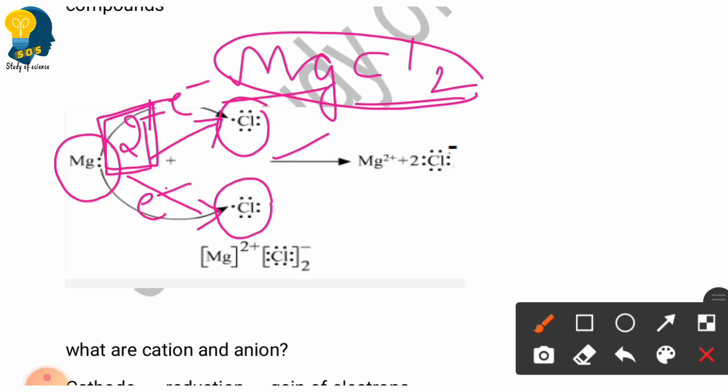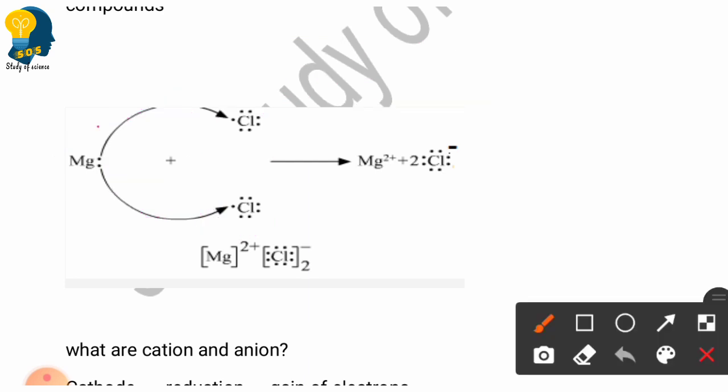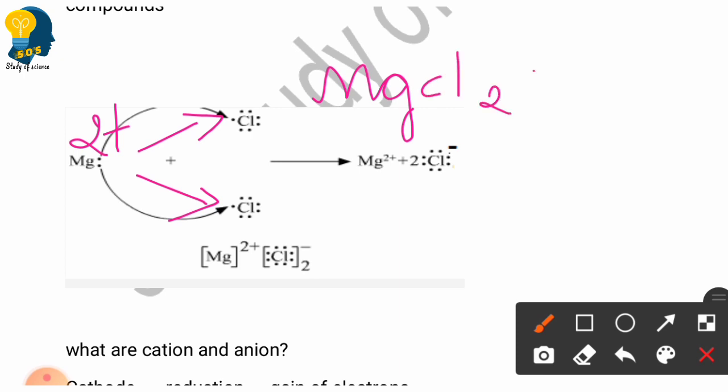Is it clear? So as I told you, magnesium will lose 2 electrons, right? So these 2 valence electrons are equally distributed to 2 atoms of chlorine. Thereby it will form MgCl2. It will become MgCl2, that is magnesium chloride. And the bond formed here, which is it? It is ionic bond.